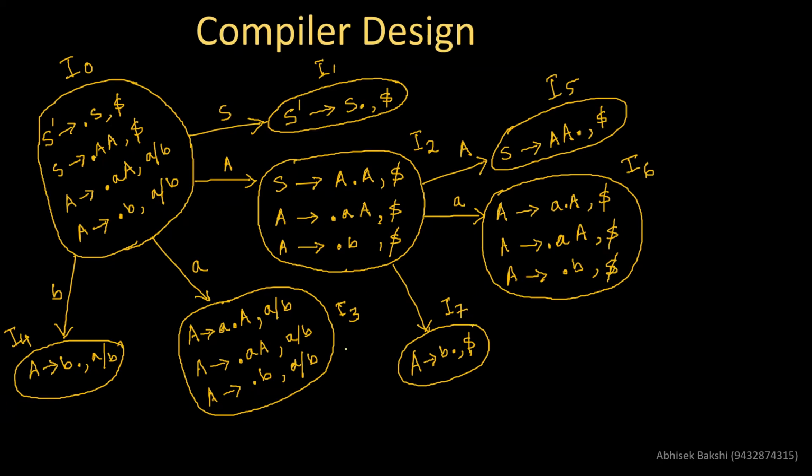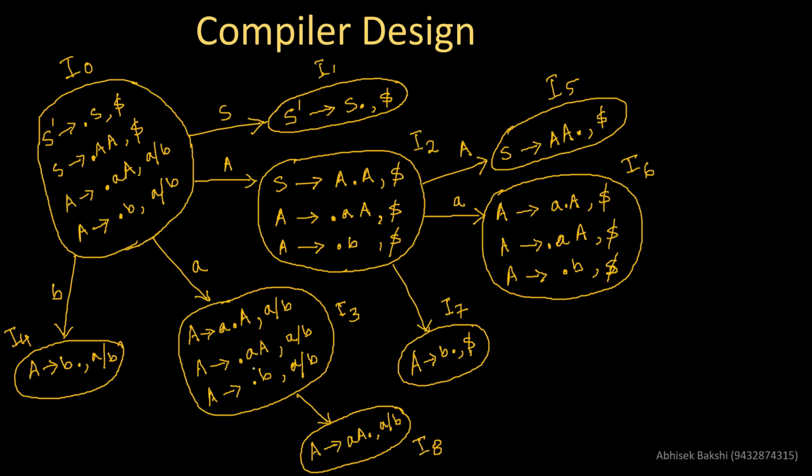Okay, now let's see, if I explore this part for this capital A, what I will do, A → a A . right? So I will have A → a A . with a or b. This is another final item, right? And say suppose this is I8.